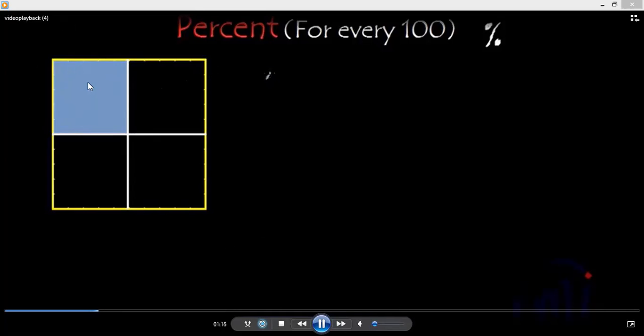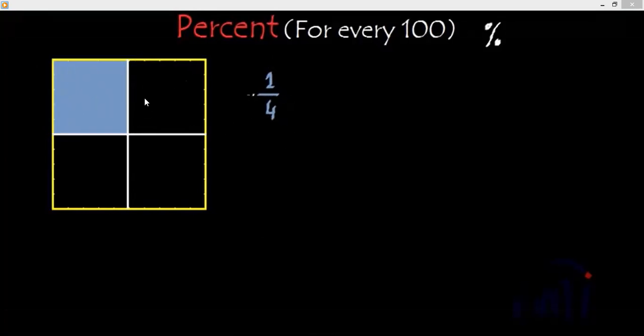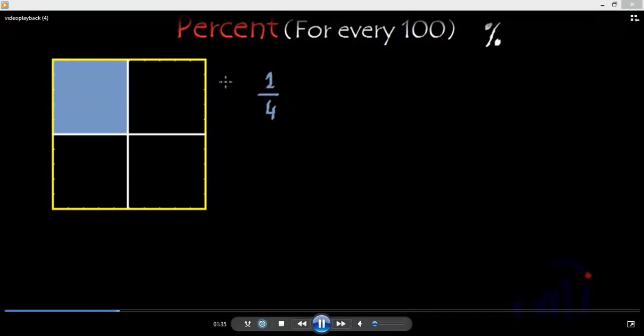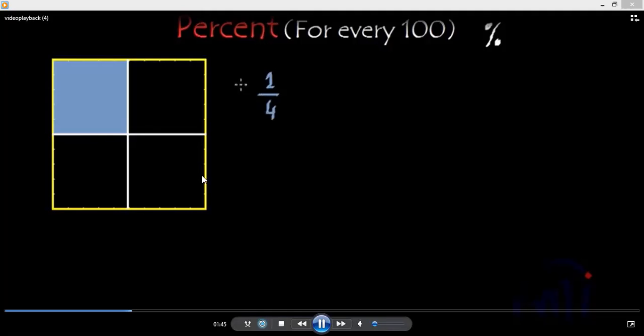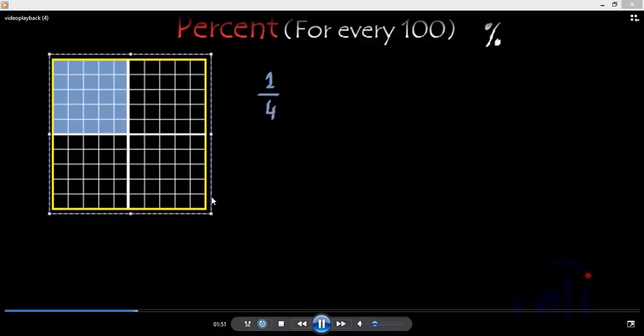In a fractional form, I already take 1 out of how many? 1 out of 4. Then this is the fractional form. If I want to express this fractional form in a percentage form, as I said, percentage form means that you are going to compare the part out of 100 pieces. Then we will try to divide this bar into 100 small pieces.